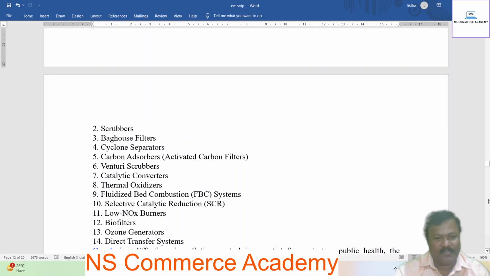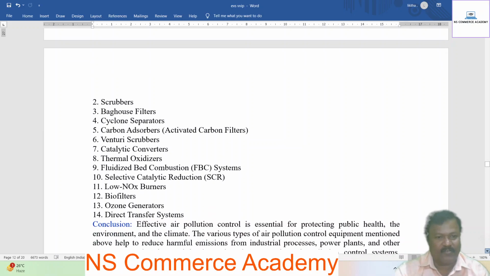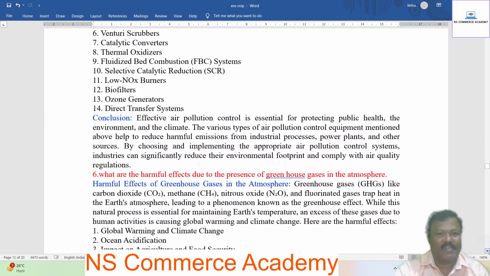Tenth, selective catalytic reduction. Next, eleventh, low NOx burners. Next, biofilters, ozone generators, and direct transfer system.